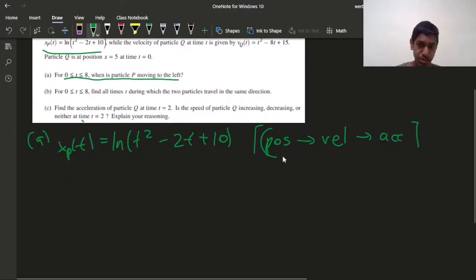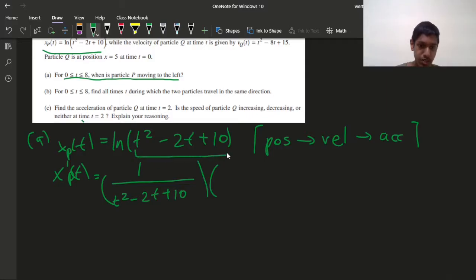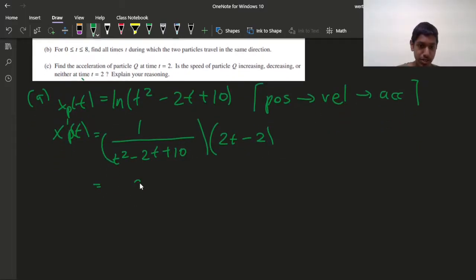So first we're at position right here, so we've got to go to velocity, so we're going to differentiate. You're going to use the chain rule here. First we're finding the derivative of this function evaluated at that function. The derivative of ln is 1 over something, and the something is t squared minus 2t plus 10. Then we're multiplying by the derivative of this with respect to t, so it's going to be 2t minus 2. Then we factor out that 2: 2(t minus 1) over t squared minus 2t plus 10.